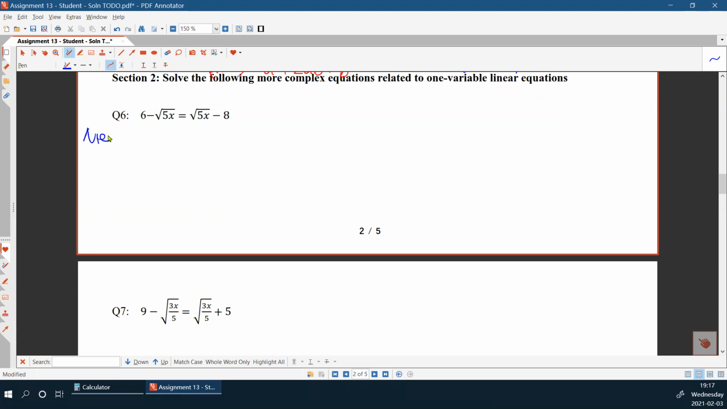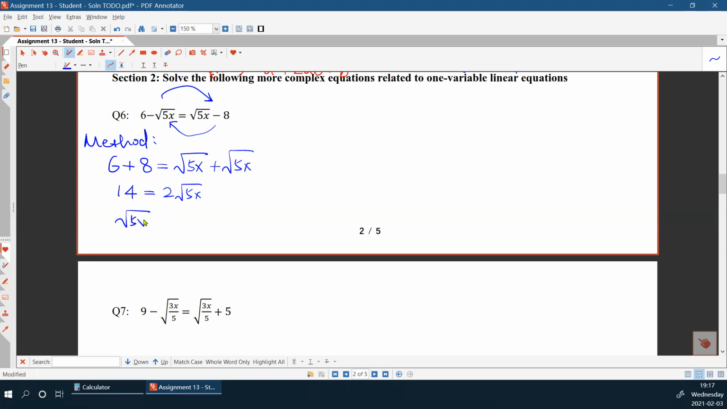So method 1, you can merge them directly. Just put the minus square root 5x to the right side of the equation and move all the constants to the other side, which gives you 6 plus 8 equals square root 5x plus square root 5x. So here you have 14 equals 2 times square root 5x, right? So that means square root 5x is actually 7, right?